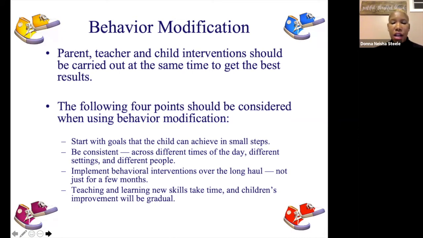Be consistent across different times of the day, different settings, and different people. So regardless of who is working with the child across the board, whether it's mom in this house, dad in that house, grandma here, you want to make sure that the expectations are consistent and how you deal with it is consistent. Implement behavioral interventions over the long haul. So don't just try it for 2 weeks and then give up and say it's not working. That's not being consistent. Not just for a few months. You want to keep going, keep going, keep going. You don't want to give up after a couple times and realize that, oh, it's not working, so you throw in the towel.